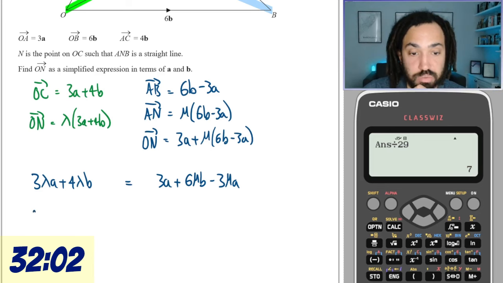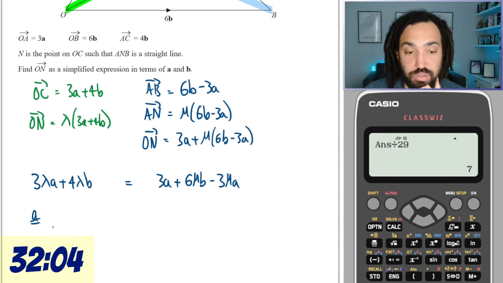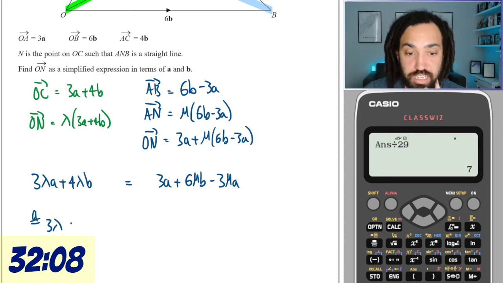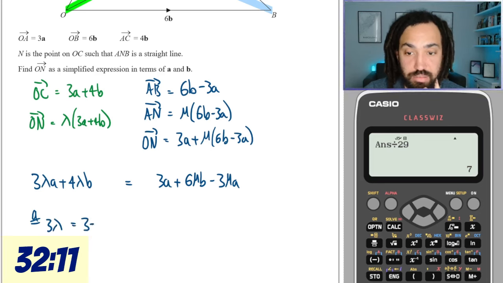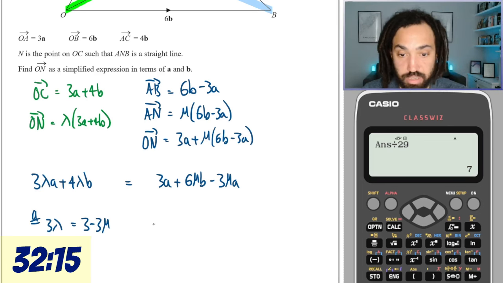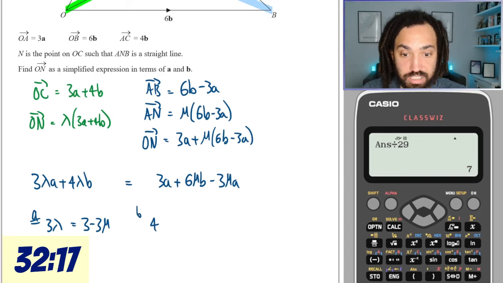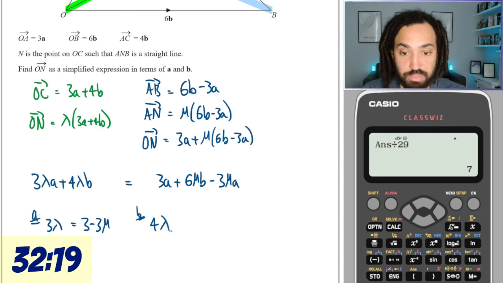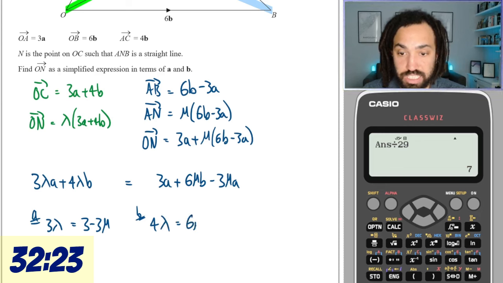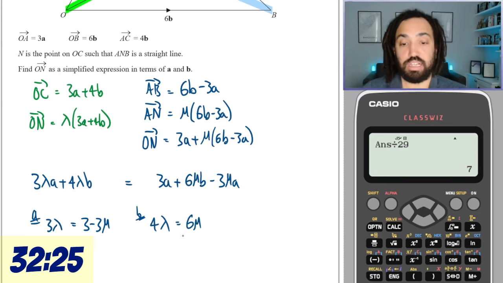And then what we can do is look at the coefficients of A. So A on the left is 3 lambda, and A on the right is 3 minus 3 mu. They must be the same because the two vectors are the same. And the B's, let's look at the B's now. We've got 4 lambda on the left, and that is going to equal 6 mu on the right. Okay.